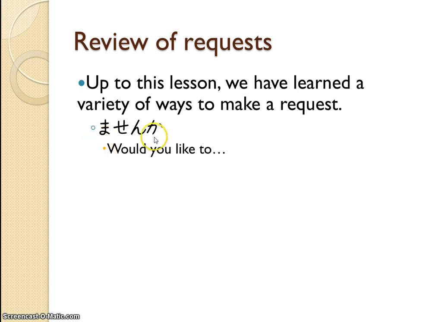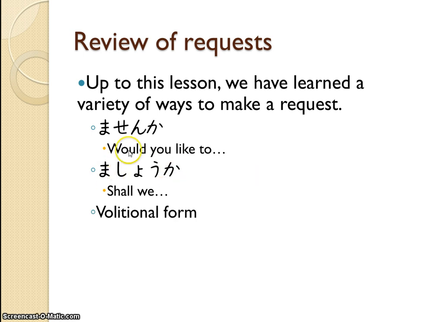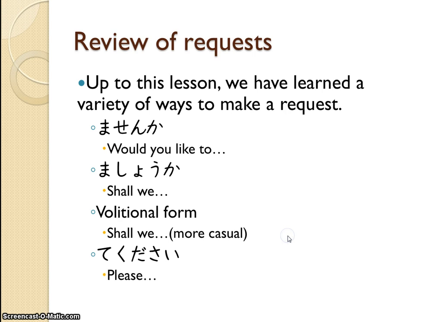So we have, for instance, masenka. This one, the Japanese one, just means would you like to, and this is all assumed. And mashoka means shall we? And we also learned another form of masho, the volitional form. Volitional form just makes it more casual, and it's the same translation. It also translates to shall we. And then te kudasai. This is more of a command, which means please.